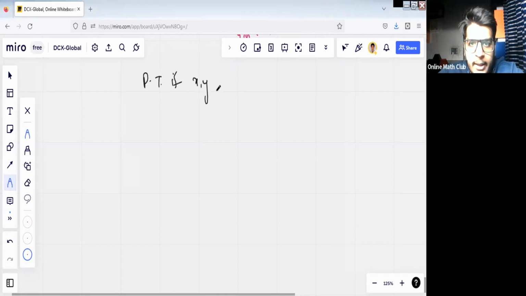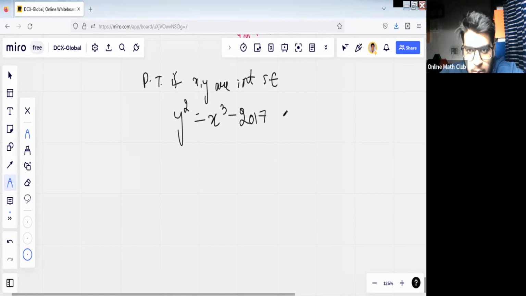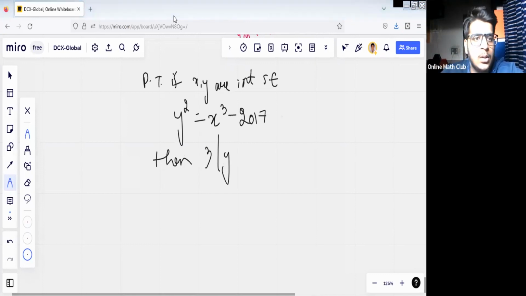Prove that if x, y are integers such that y squared equals x cubed minus 2017, then 3 divides y. I'll be back in like 2 minutes.